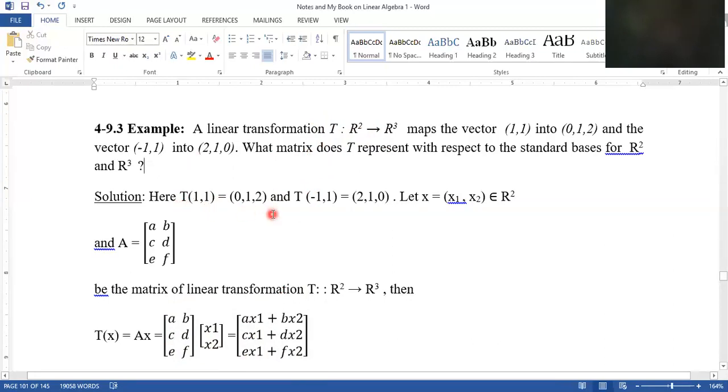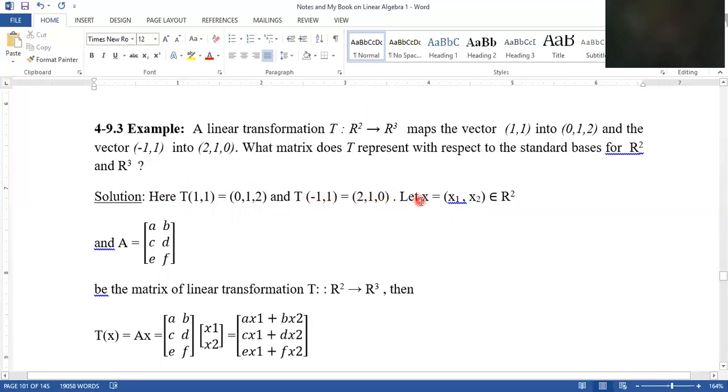So we have some information that under this transformation T, only this information is given. We have just this transformation, that is, this one, a 2-tuple, is mapped onto a 3-tuple like in this way. So under T, (-1, 1) is mapped onto (2, 1, 0).